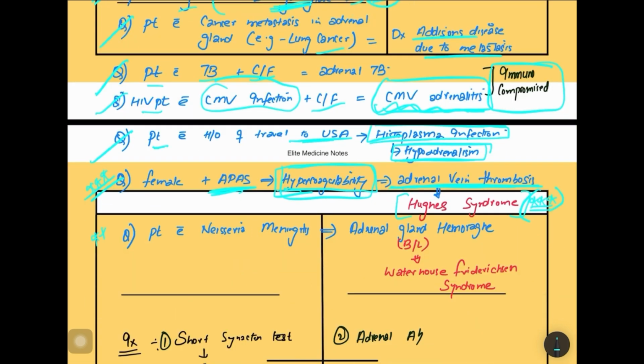Another question they can ask you is about a patient having clinical features of meningitis like fever, headache, neck rigidity, and having adrenal gland hemorrhage. What is the diagnosis, okay? Bilateral adrenal gland hemorrhage, or they can give you clinical features of hypoadrenalism. It is Waterhouse-Friderichsen syndrome. So please remember 2 syndromes. One is Hughes syndrome, that is associated with antiphospholipid antibody syndrome. Another is Waterhouse-Friderichsen syndrome, that is associated with Neisseria meningitis infection.